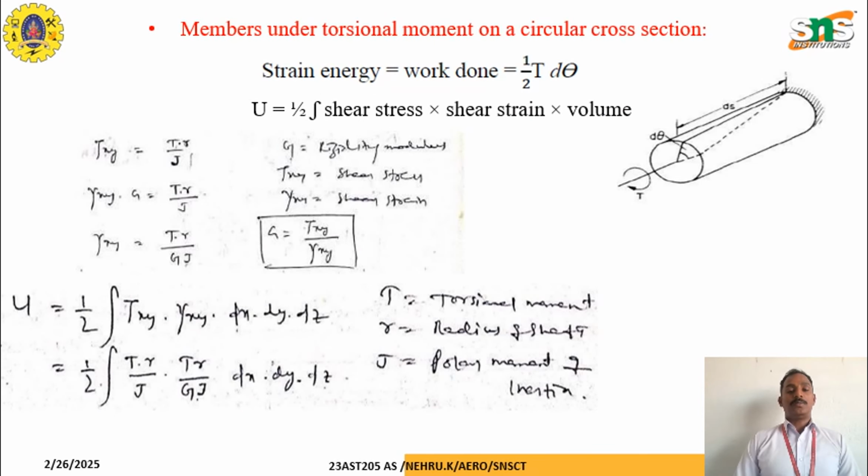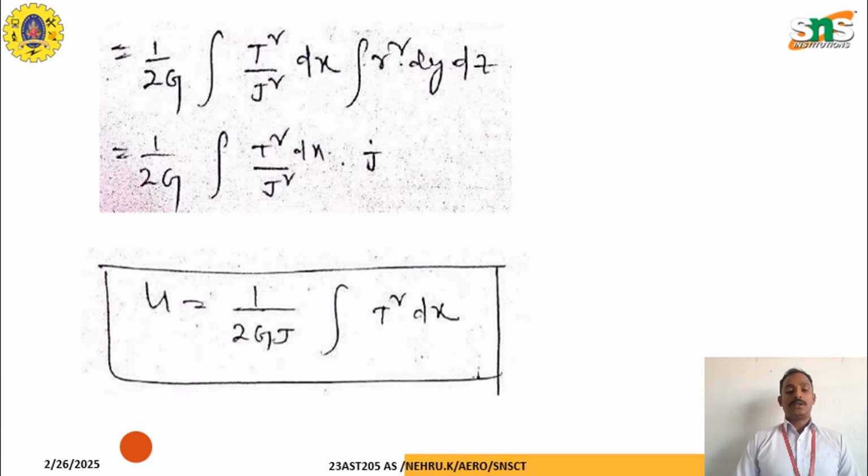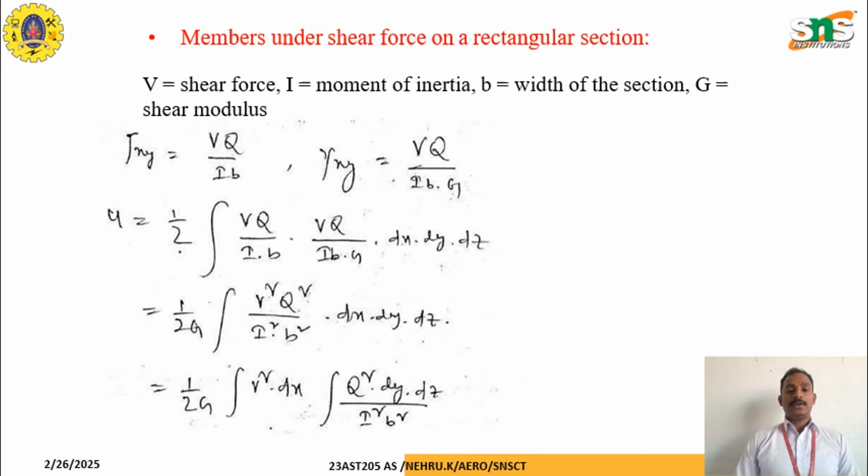For a member under torsional moment on a circular cross section, strain energy equals work done, which is equal to half times T into d theta, where T is the torque and theta is the rotation angle. The strain energy U is half times shear stress into shear strain into volume. So finally we'll get U equal to 1 by 2GJ times the integral of T square dx.